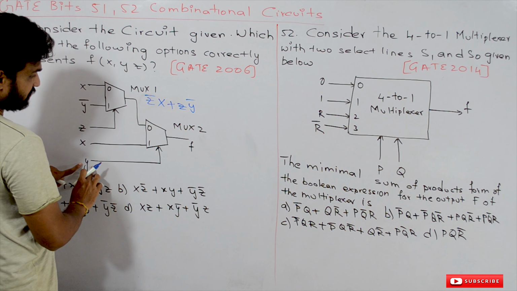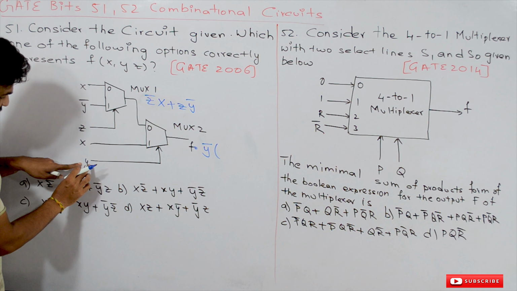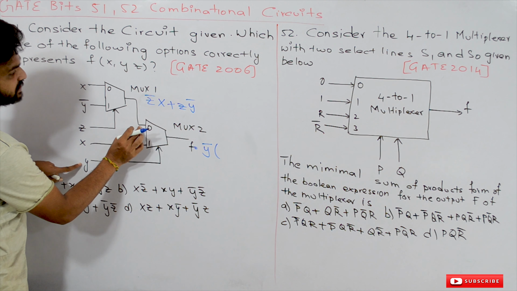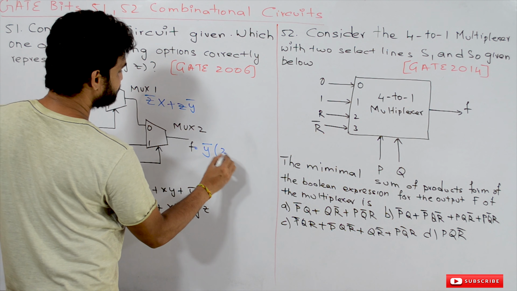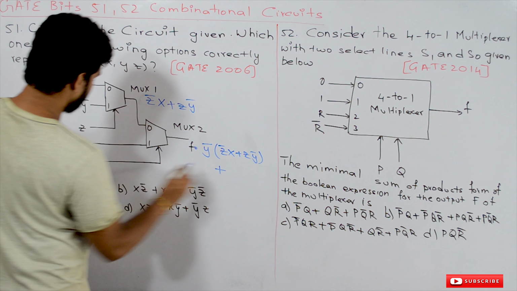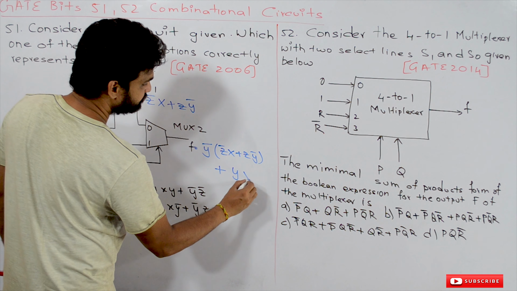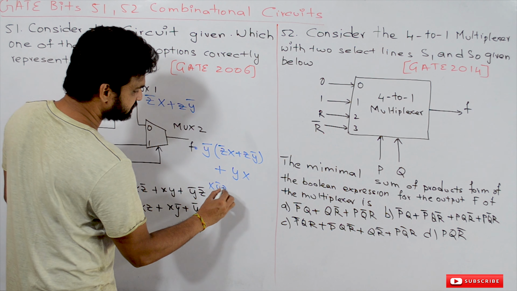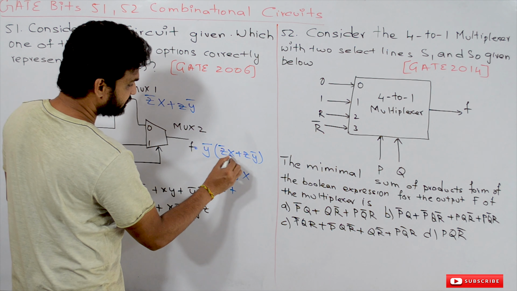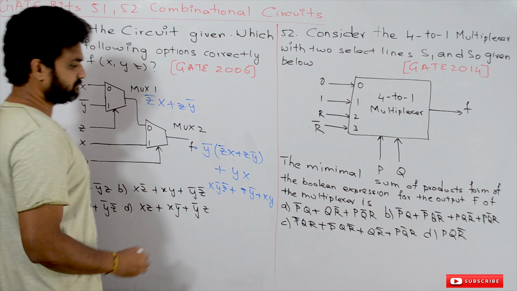Now coming to this multiplexer, this function is provided as an input to it. Here the select line is y, so whenever the value of y is 0, it selects this line, whose input is z bar x plus z y bar, and whenever the value of y is 1, it selects this line, which is x. So if we expand this, it is x y bar z bar plus z y bar plus xy.